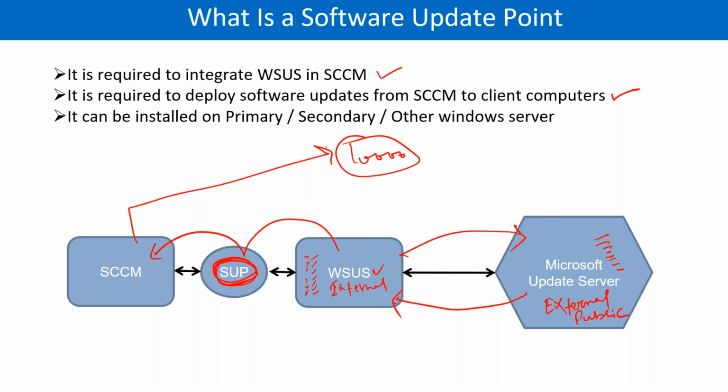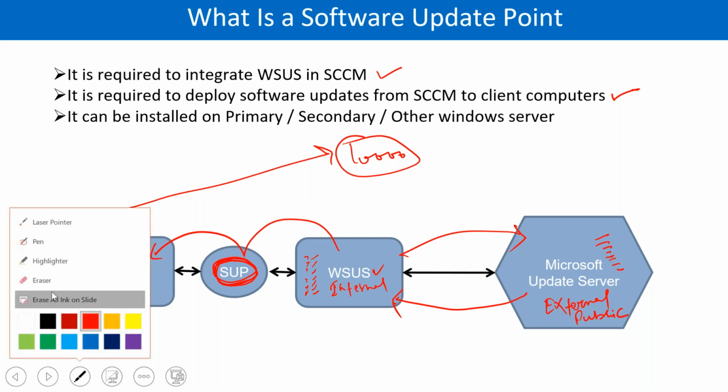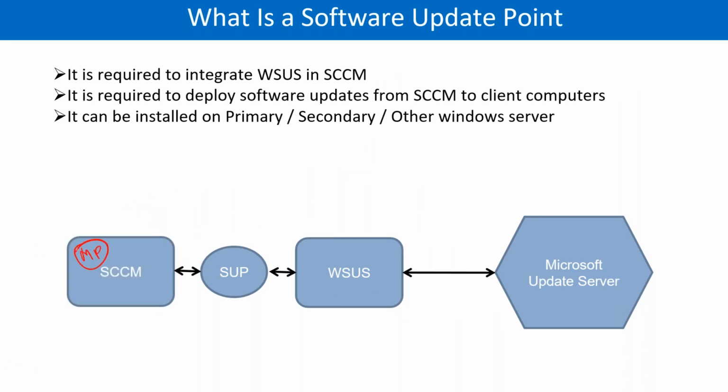Can that run on the same box as the management point and the distribution point? Yes, that is possible. You can group them together. Suppose you want to put the management point here, DP here, and you want to put WSUS and the software update point here. The software update point and WSUS have to be installed on the same server. They cannot be installed on two different servers. So in a primary site, you can add all these things in one server.